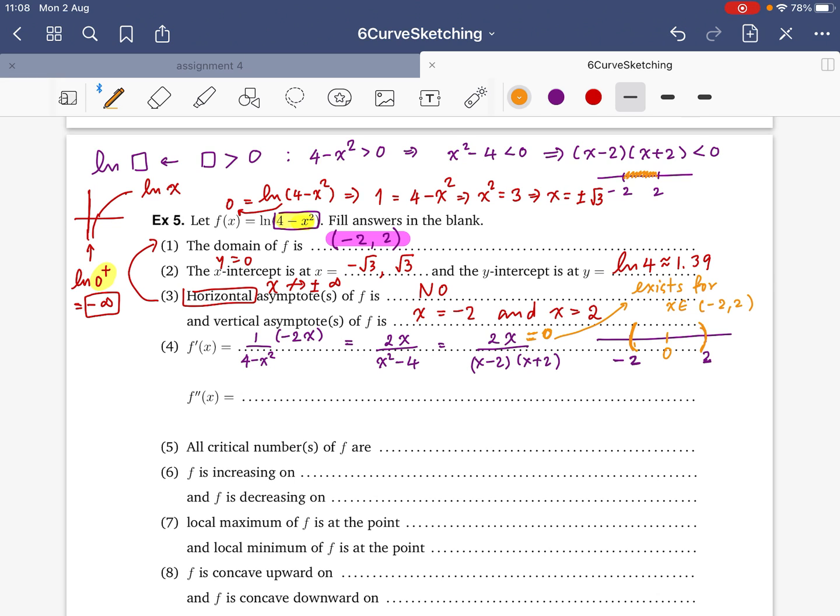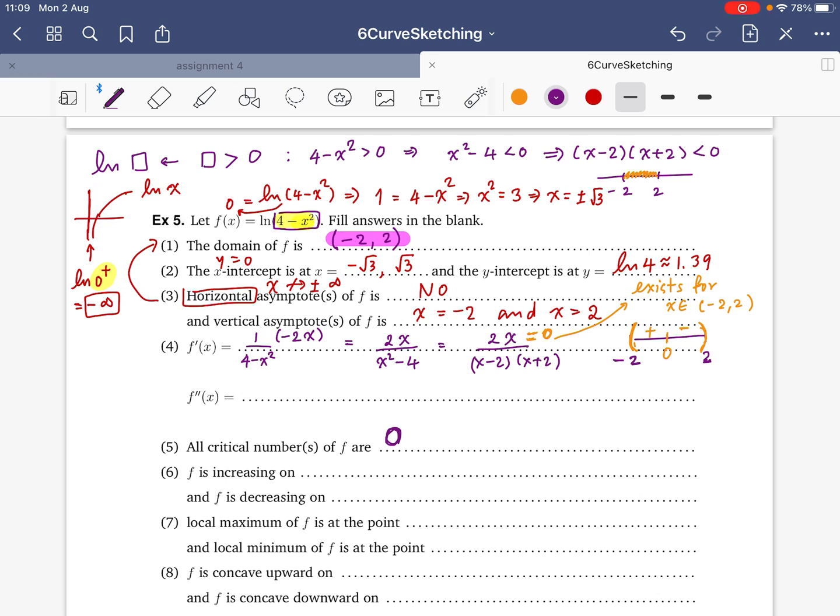So let me just erase the one outside because we don't need it. Here you can just plug in, for example, 1. So you have a positive, a negative, a positive, so altogether it becomes negative. And then you can use -1. You plug in here, you have positive, negative, and then negative, so altogether it becomes positive. So it means that the critical number of this function will be 0, alone.